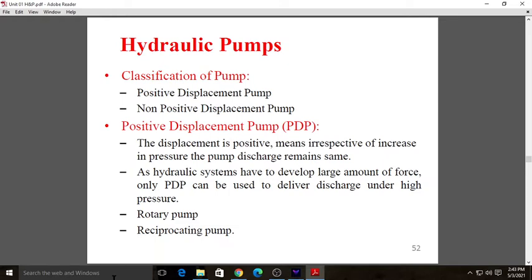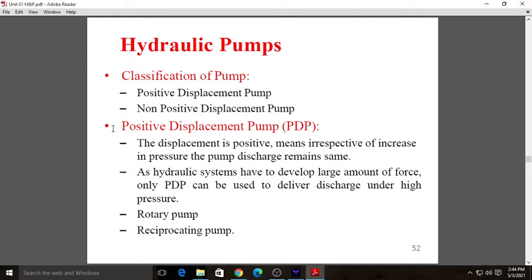Then here we are to see the classification of hydraulic pumps. These pumps are classified into two: positive displacement pump and non-positive displacement pump. The positive displacement pump has a fixed discharge and the non-positive displacement pump has a varying discharge. In a positive displacement pump, from entry to exit, the liquid is in contact with the stroke or the component, but in a non-positive displacement pump this does not happen. I will show you the difference between the two in brief in the next slide.